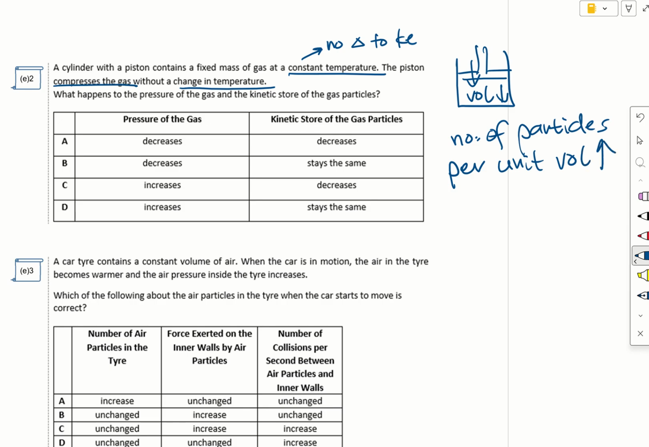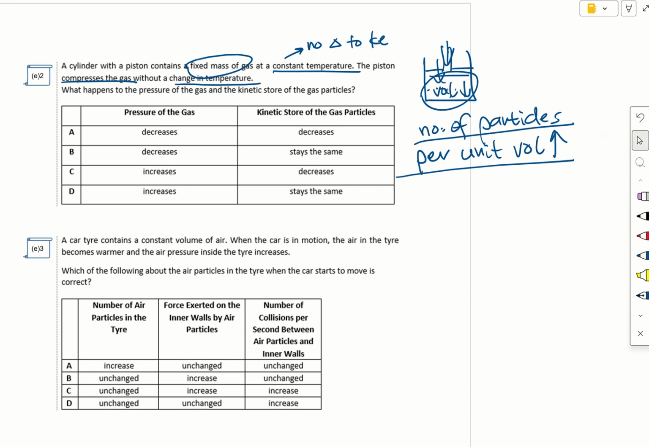to be increasing, right? Because initially I have this number of particles inside, and now I'm pushing the syringe, the piston down, so that the volume decreases. So now all the particles are closer together. So can I say that the number of particles per unit volume increases? Yes, right? And what will happen to this? The frequency of collision will increase.